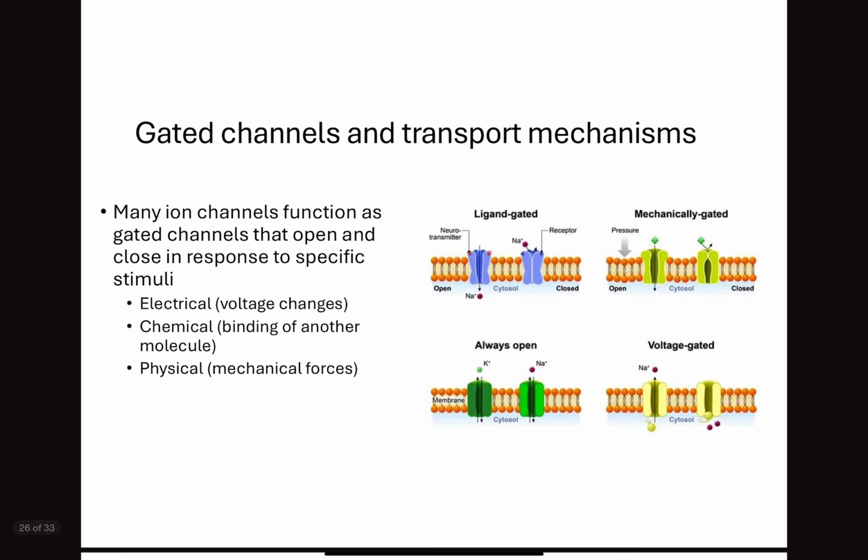We also have gated channels and other transport mechanisms. For example, we have ion channels that function as gated channels. And these channels are going to open or close depending on the presence or absence of certain stimuli, which include electrical, chemical, and physical stimuli. So, for example, if we have a chemical gated channel, the stimulus is going to be a substance other than the one that has to be transported.